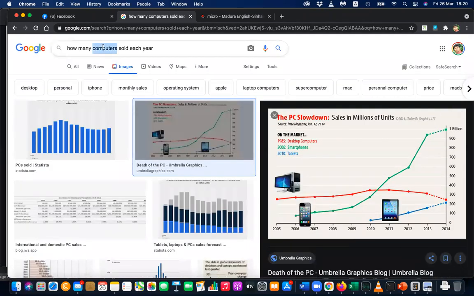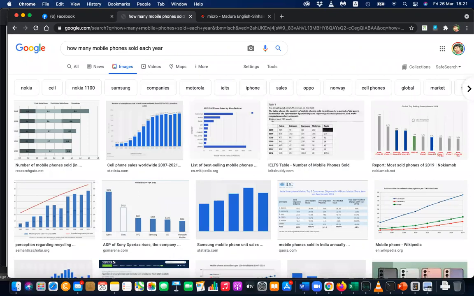So how many mobile phones sold in each year? So you can see now.